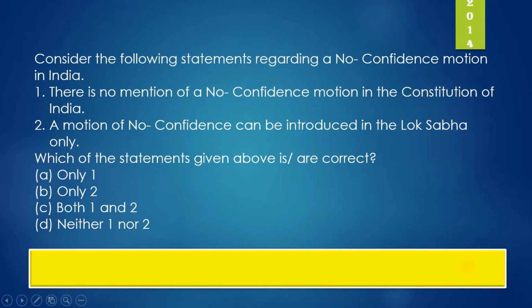Consider the following statements regarding a no confidence motion in India. The statements are: there is no mention of a no confidence motion in the Constitution of India. A motion of no confidence can be introduced in the Lok Sabha only. Which of these statements is or are correct? Options are only one, only two, both one and two, or neither one nor two.